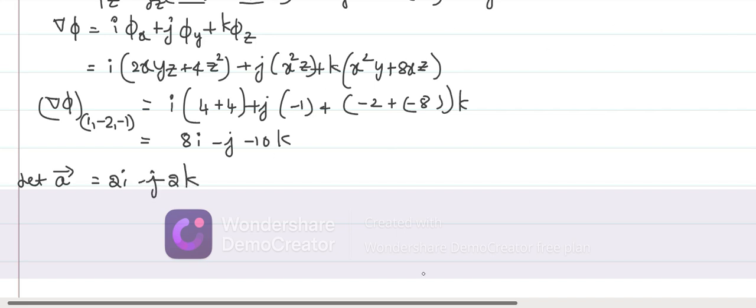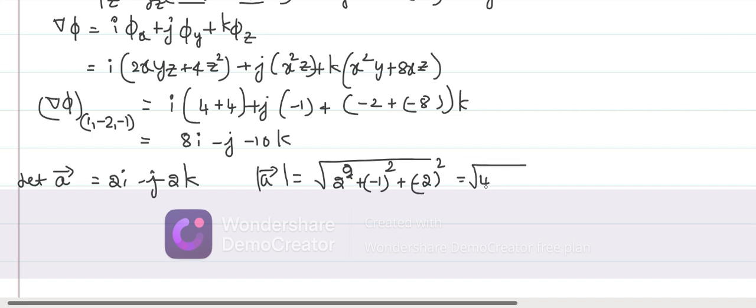So first let us calculate the magnitude of this. The magnitude of this is equal to square root of, what is the coefficient of i? 2. So write 2 square, plus coefficient of j, -1, -1 square, plus the coefficient of k, -2, -2 whole square. So that is equal to square root of 4, plus 1, plus 4, which is square root of 9, which is equal to 3.